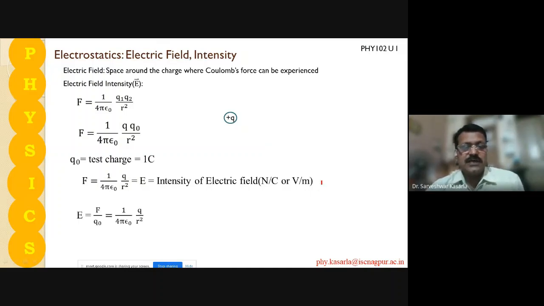So this is another definition or say another expression of intensity. Intensity is nothing but the force per unit charge or say force per test charge. That is equal to 1 upon 4 pi epsilon 0 q by r square.